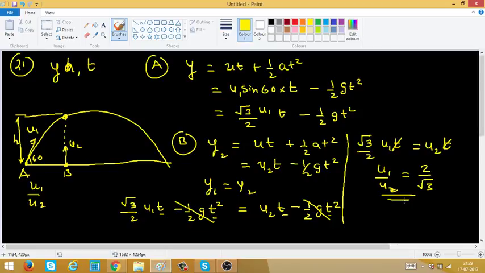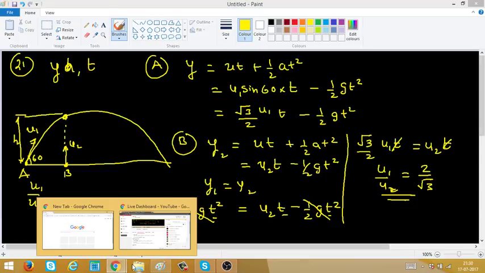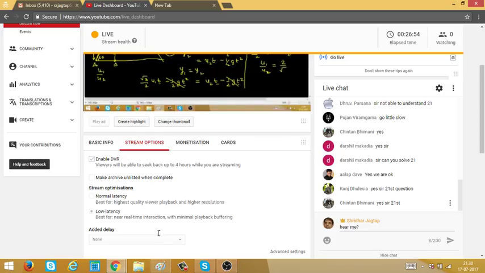I think that's what the answer is. Yes, 2 by root 3. So this is how we get these two values. And now I'm sure you have realized that it's a simple question. Basically, we have to equate the vertical height for those objects, and you automatically get that. So I have done the 21st question as you had asked.